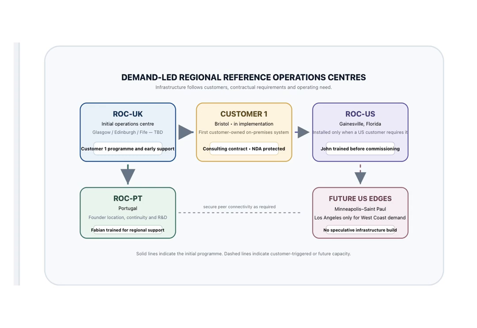This diagram explains how Solynth grows geographically, and the principle is deliberately restrained. Infrastructure follows demand. It is not installed speculatively. The initial operations center is in the United Kingdom, its final location still to be decided between Glasgow, Edinburgh, or a suitable Fife facility, and it supports the Customer One program and early customers.